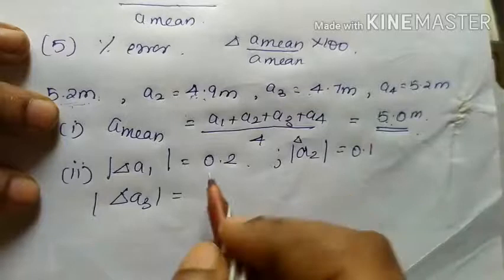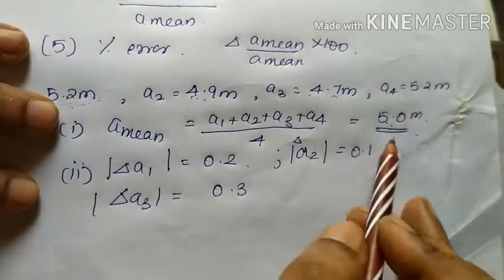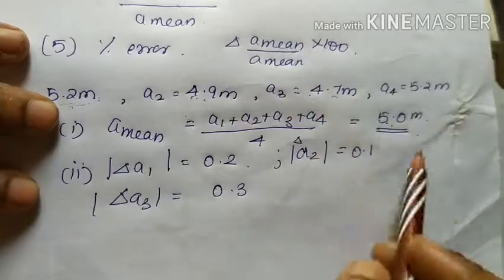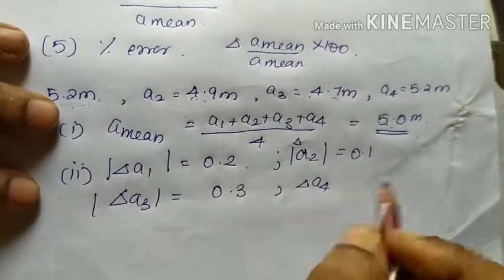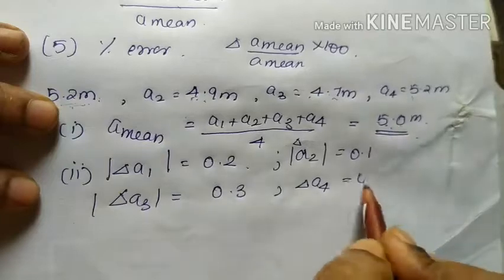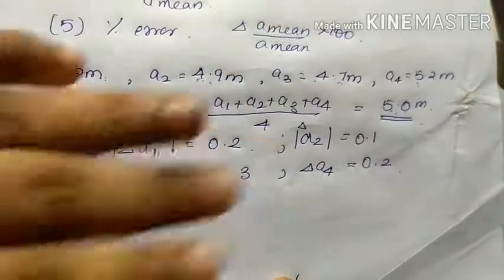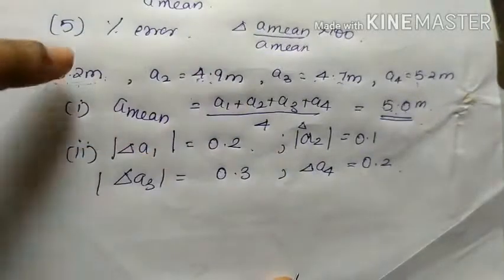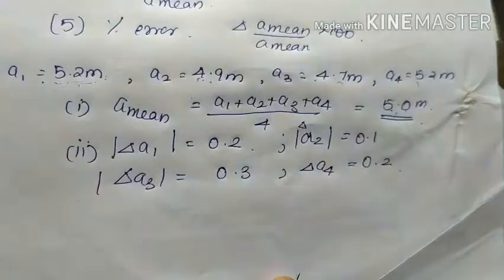5 minus 4.7 is 0.3. You can write 5 minus 4.7 or 4.7 minus 5. Why? Because you are putting it in modulus. So it is 0.3. Now delta A4 is the difference between these two, that is 0.2. So you found 4 absolute errors. The error of each measured value from the true value is known as absolute error.